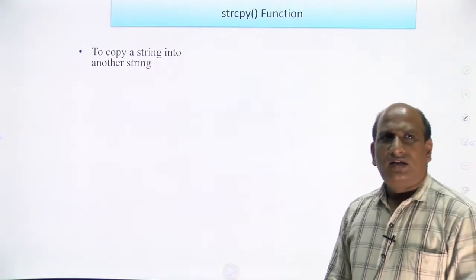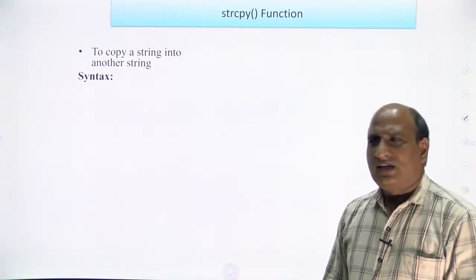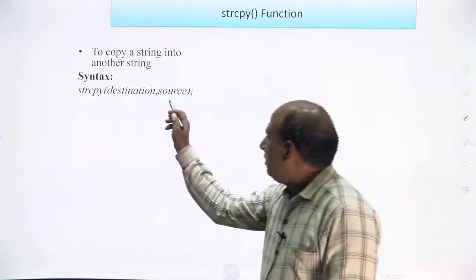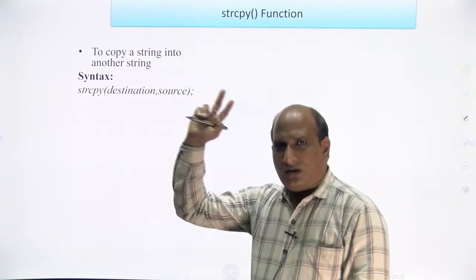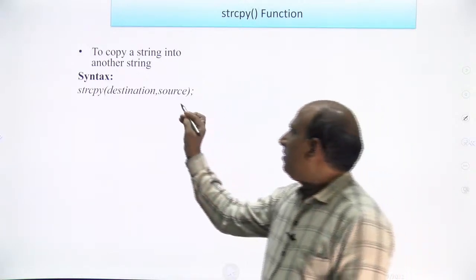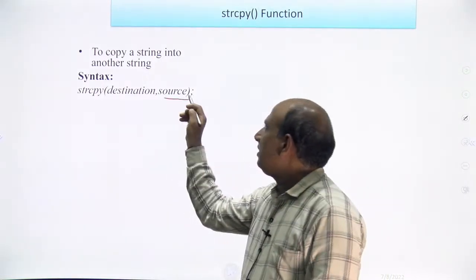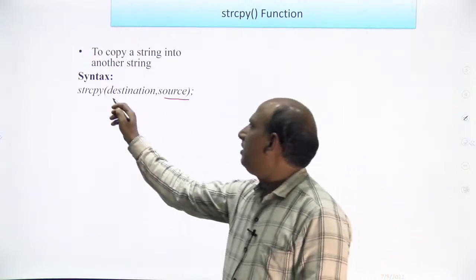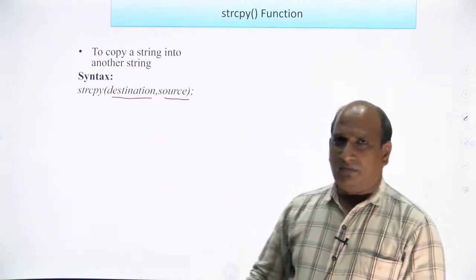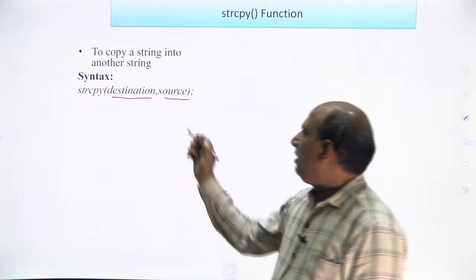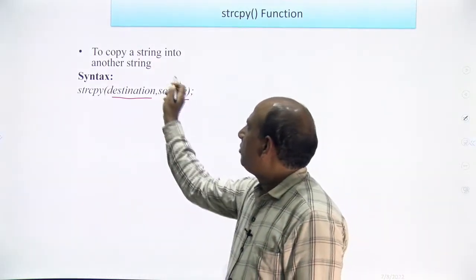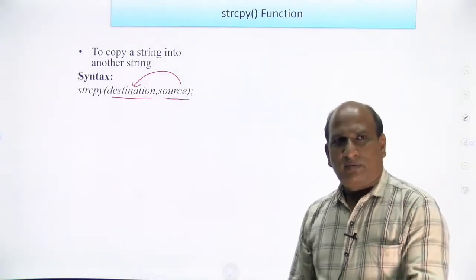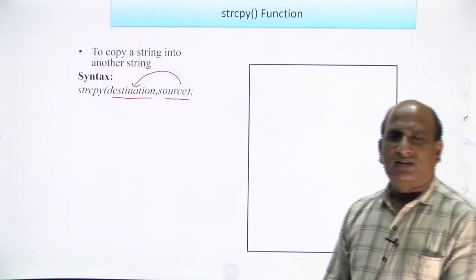So here there is the strcpy function. Here we will pass two variables. The first variable will contain the source string, and the second variable is a blank array, and the source string will be copied to this destination string by this predefined strcpy function.